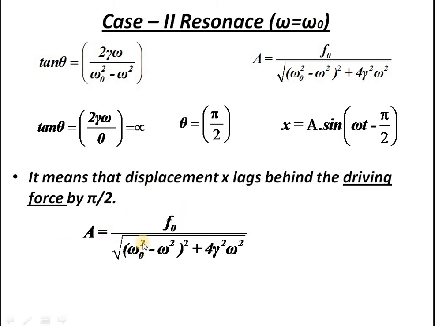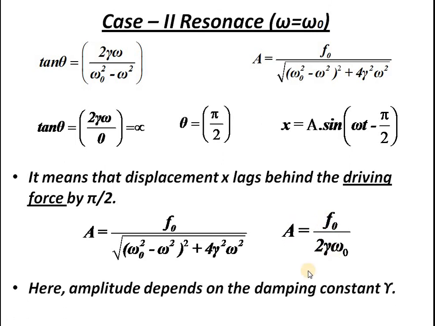And what about the amplitude? Again, this factor will disappear. So we simply get only the second term, the square root of 4 gamma square omega 0 square. Automatically this becomes 2 gamma omega. So we get amplitude equal to f0 divided by 2 gamma omega 0. So here you can see the damping constant has a role. Gamma is coming in the denominator. So we say that gamma has a say in deciding the amplitude of the oscillator for the resonance case. So that is also clear.